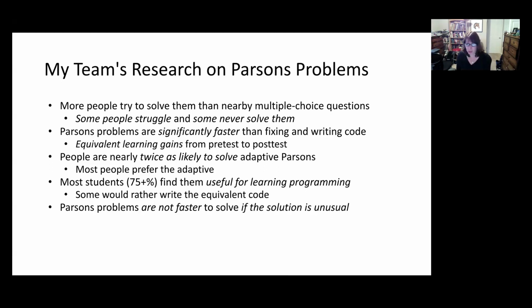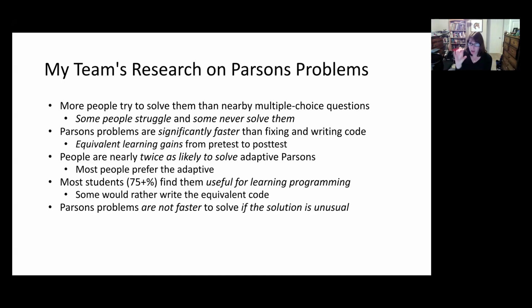We also find from end of course surveys with my students, as well as other researchers have reported, that most students, 75% and up, find them useful for learning programming. However, there are students who would rather write the equivalent code than solve Parsons problems. And that's consistent with cognitive load theory, which says there's an expertise reversal effect: things that we do to help beginners often can impede experts.